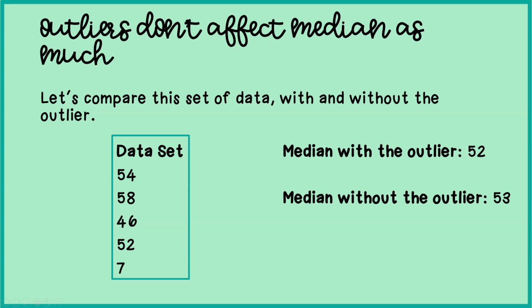Let's look at the same data set with and without the outlier. If I just took the median with the outlier, my median would be 52. But if I remove that 7 completely, my median does not shift very much. It is 53. So outliers don't affect median as much, which means that if you have a data set that has an outlier, then you probably are going to want to use median to describe the center of the data rather than mean.